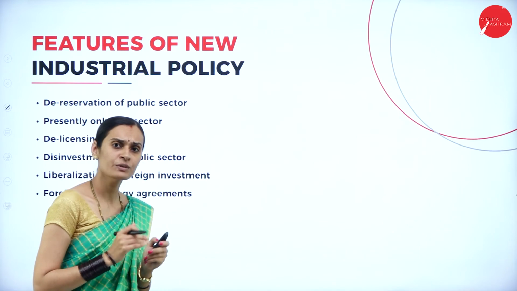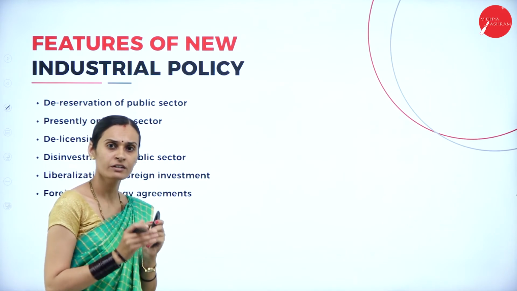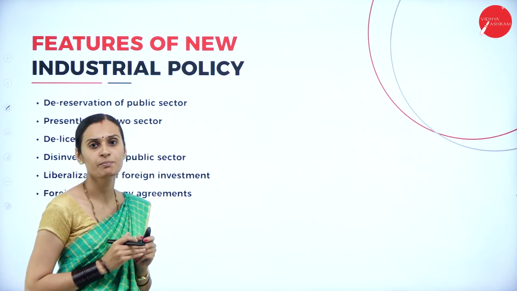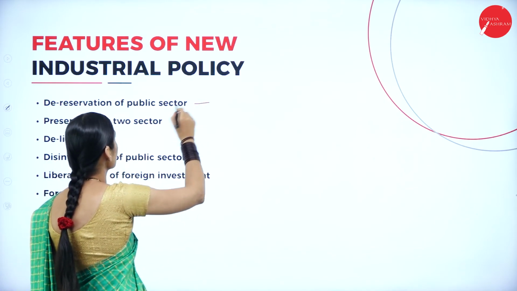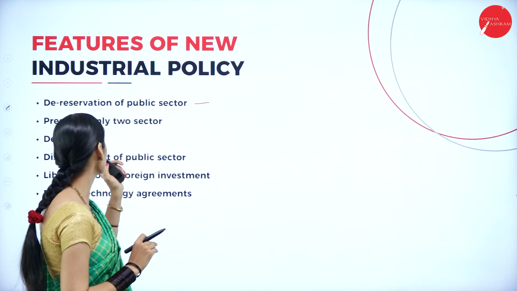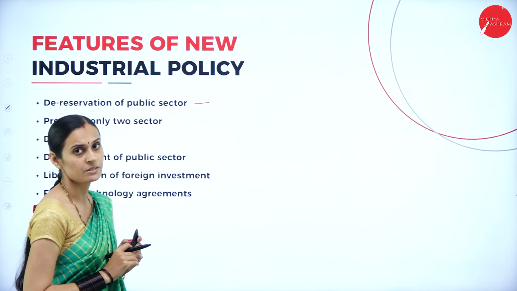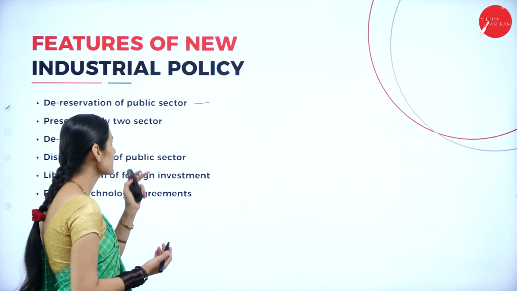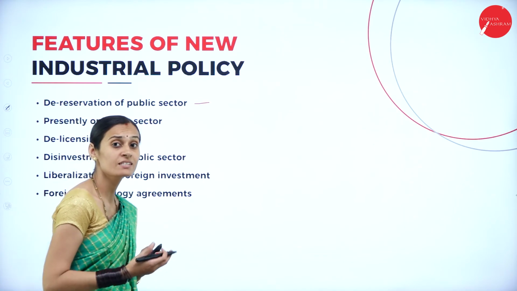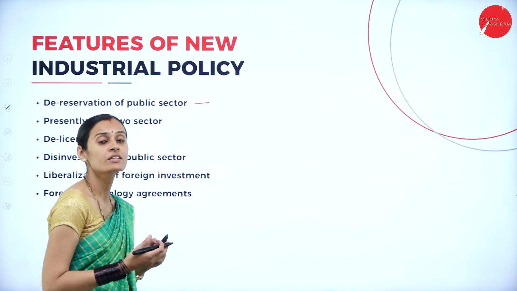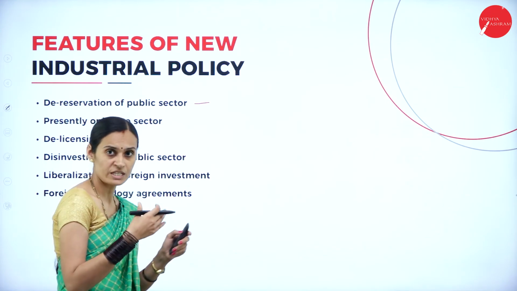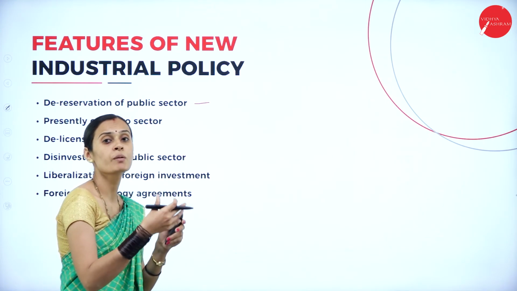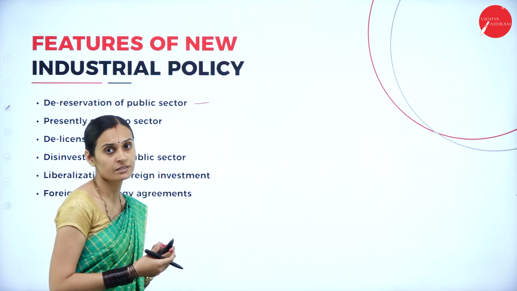The new industrial policy has gone under the corrections of industrial policies. What are the different features of the new industrial policy? First one, de-reservation of public sectors. De-reservation of public sector means that except 6 industries, all other industries are permitted to be established by private sectors, which shows a reduced role of the public sector in industrial sectors.